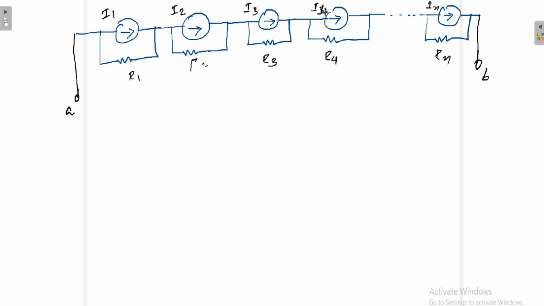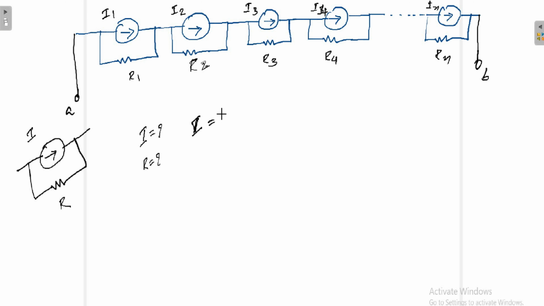Let us draw one more time. A current source in parallel with a resistance. This is your I value and this is your R value. Now our work is to find the I value. What will be the I value and what will be the R value? How do we find this R value? According to Ohm's law, I is equal to V by R.